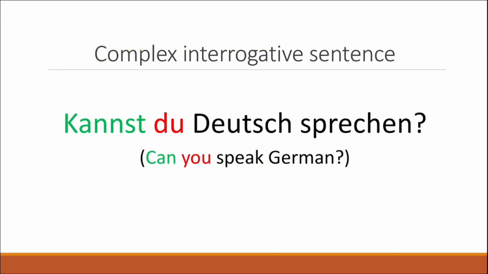So this means for a complex interrogative sentence that it always begins with the auxiliary verb, followed by the subject, then we have the various complements, and it concludes with the verb that carries the meaning of the sentence. In this case, you get "Kannst du Deutsch sprechen," and it's basically like in English, that you invert the position of the modal verb and the subject.